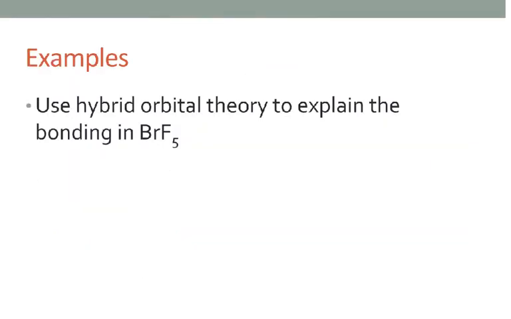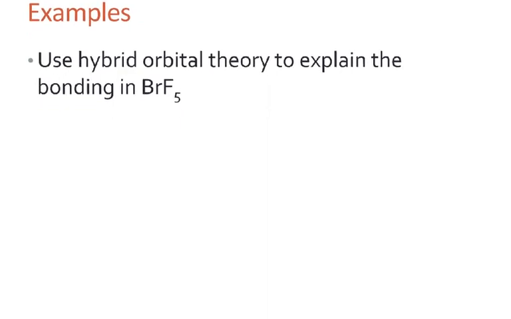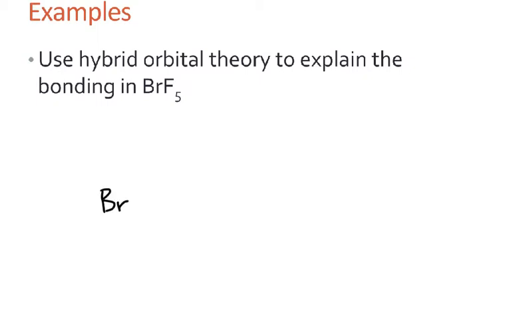Okay, use hybrid orbital theory to explain the bonding in BrF5. Based on the previous slide, the first thing we need to do is draw the Lewis dot structure. Okay, so I already know that bromine's going to be in the middle, and we're going to have 5 fluorines around it. 3, 4, and 5.